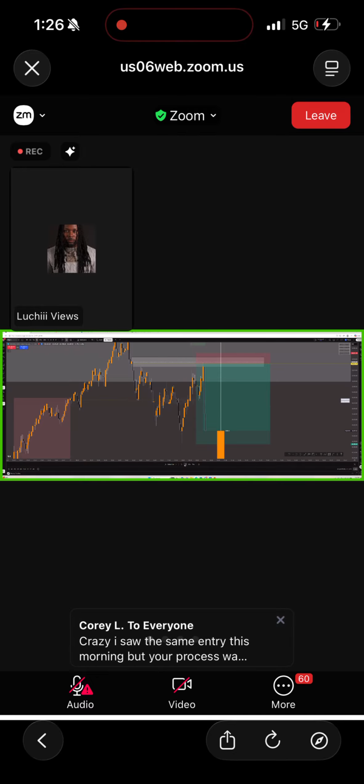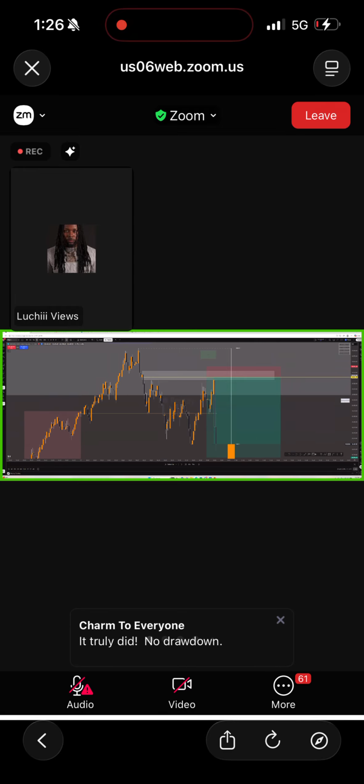Right. I didn't go ahead and choose this order block that was sitting right here, right before market open. That didn't make sense. It wasn't in the 4 hour order block. It wasn't in the 4 hour fair value gap, right?